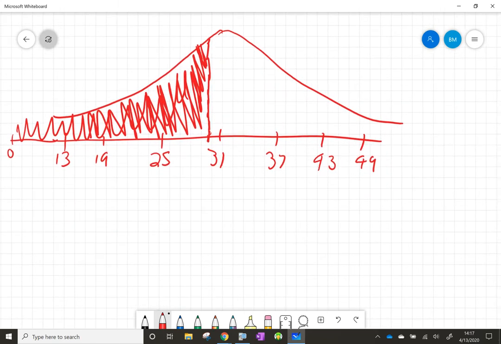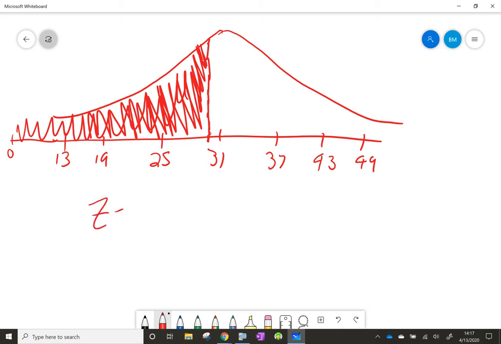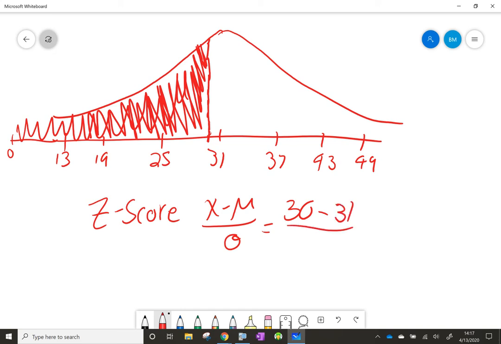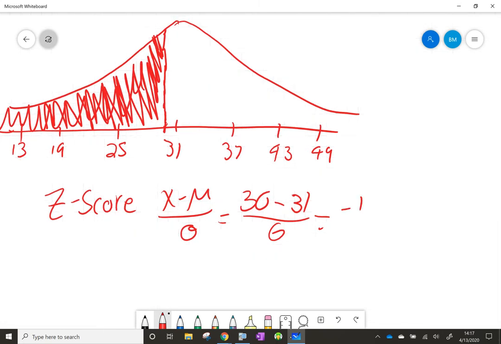And so again, if we're going to do this by hand, we're going to use our z-score. So remember the formula is x minus the mean divided by standard deviation. So x is going to be 30 since we're looking for a 30-minute delivery, minus the mean, which is 31, and the standard deviation in this case was 6. So 30 minus 31 is -1. -1 divided by 6 is -0.16667, we'll say, rounding it to be repeating. So that is a negative number.